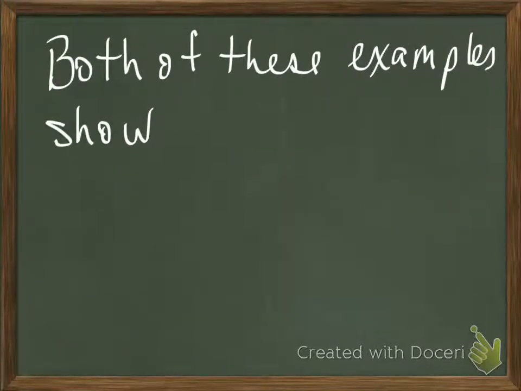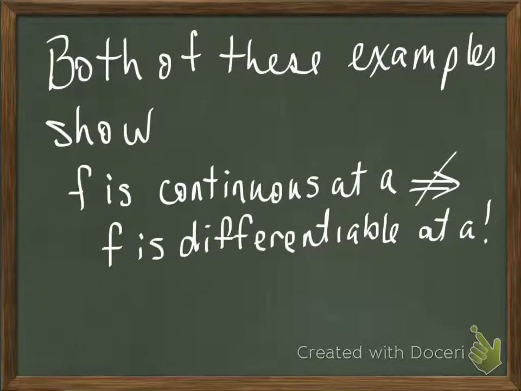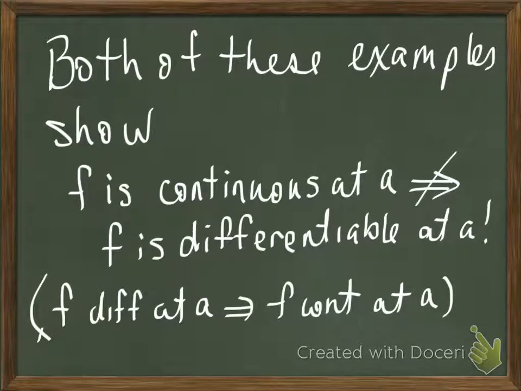So both of these examples show that just because a function is continuous at a, it does not necessarily mean that the function is differentiable at a. However, it is a fact that we'll talk about in class that if f is differentiable at a, then indeed f must also be continuous at a. So what we say mathematically is that differentiability is a stronger condition than continuity. That means if I'm differentiable, I'm definitely continuous, but not necessarily vice versa, as those two examples before showed.